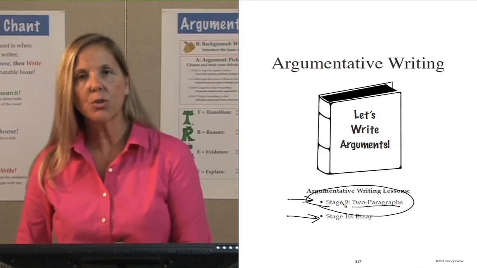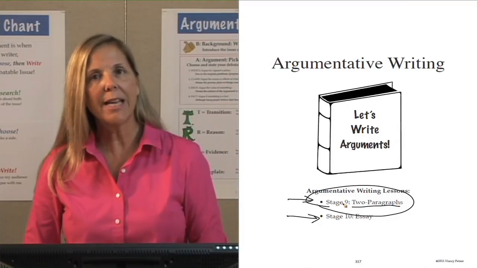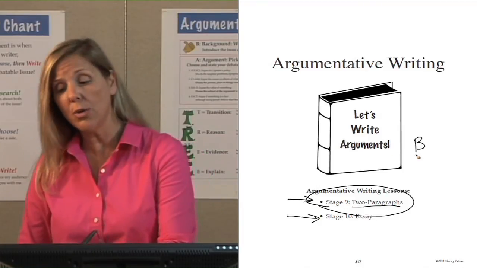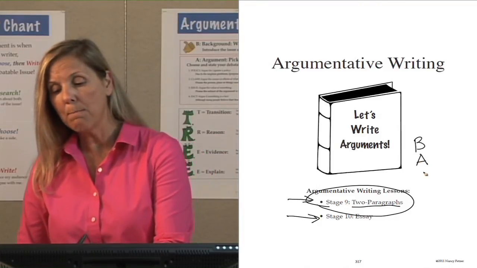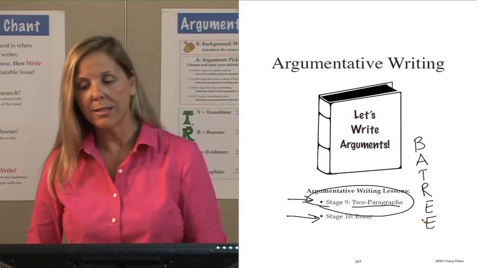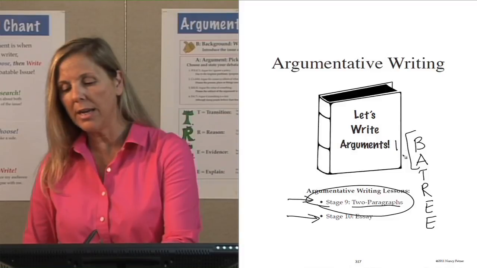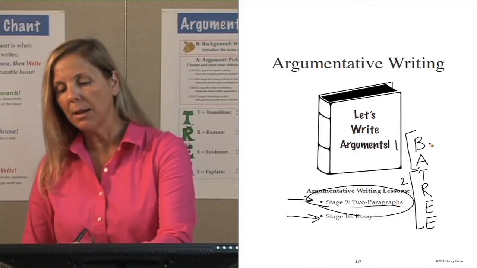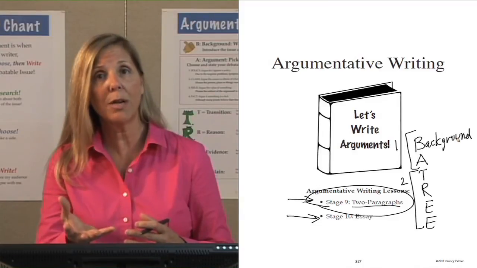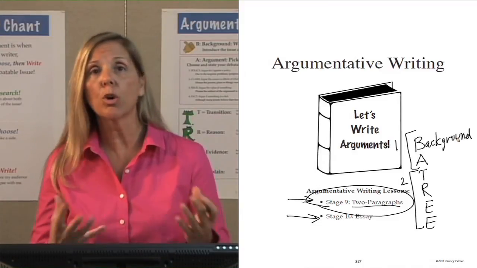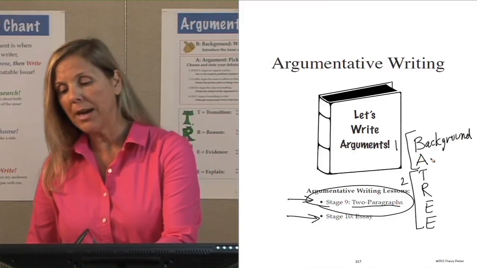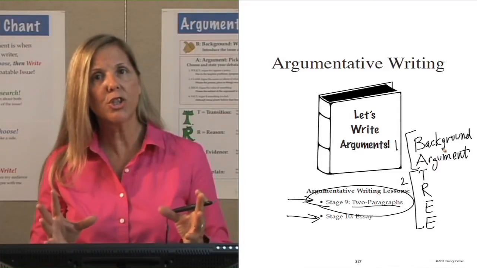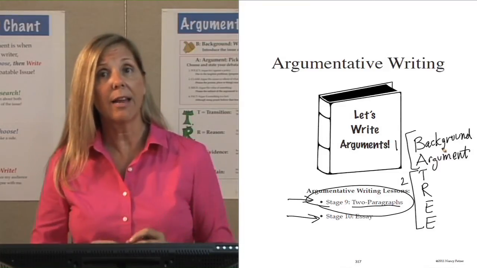And when we first write arguments, we're going to begin it as stage 9. We are going to use the BAT TREE in order to write our 2-paragraph argument. The BA is going to be paragraph 1, and the TREE is going to be paragraph 2. B is background, introducing to my reader what is this issue or claim. Then I present my argument. I'm making my assertion, my claim, the side that I've chosen.